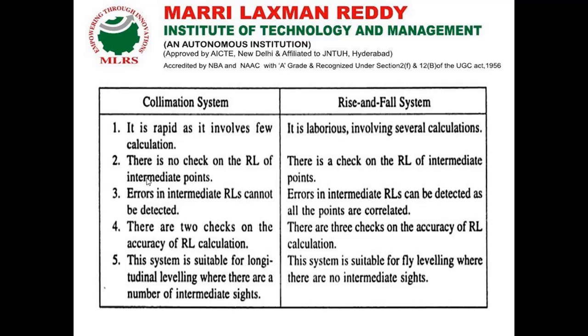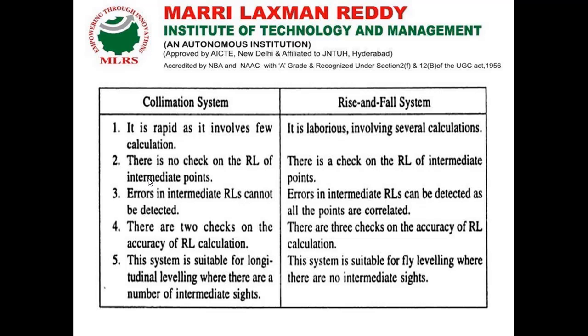So when we are using the collimation system, whatever error there is in the intermediate sights won't affect the entire calculation. That's why we use the collimation method for profile leveling, since profile leveling involves a large number of readings, as we have to take both longitudinal as well as cross-sectional readings.